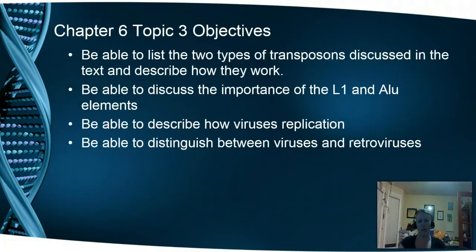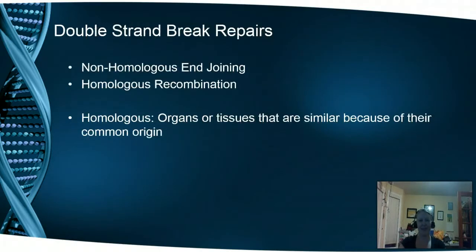Here are our objectives for this topic. I expect you to have these mastered by the time we move on, but I also understand that these may all be brand new concepts to you. So please let me know if you have any problems with these. I expect these topic objectives to maybe be the hardest out of all the Chapter 6 objectives. So the first thing we're going to talk about is double-stranded breaks.